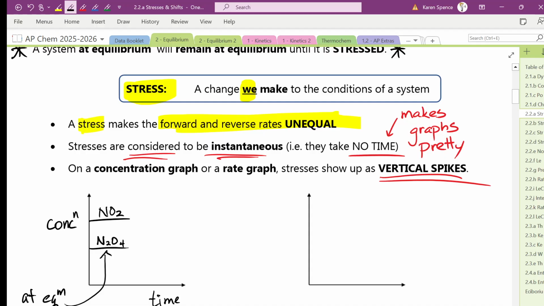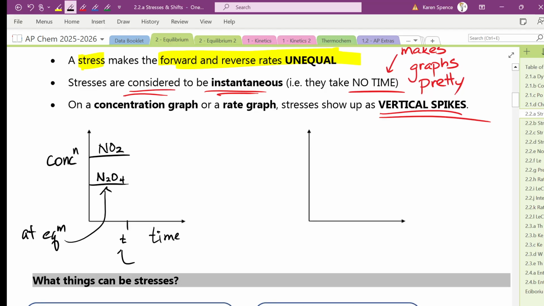Now, let's say at time t, we add some N2O4. What would you expect to happen to the concentration of N2O4 at time t? It's going to increase as a vertical spike. Why is it a vertical spike? Because how much time does it take to do that? Zero time.